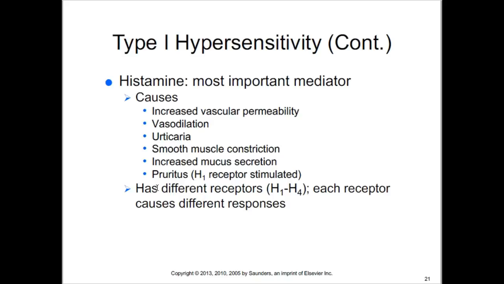Vasodilation, urticaria. So you might see hives, which is what urticaria is. Very important word to know, because that's the word you're going to use in the hospital. You might see some smooth muscle constriction, especially bronchoconstriction, right? And then you will see pruritus, which is itchiness, right? Since the histamine receptor is activated, and mucus secretion.